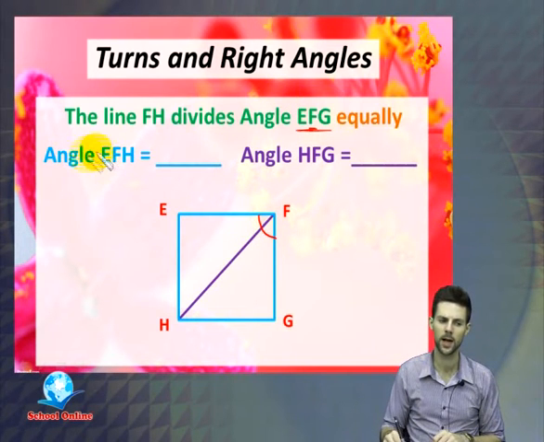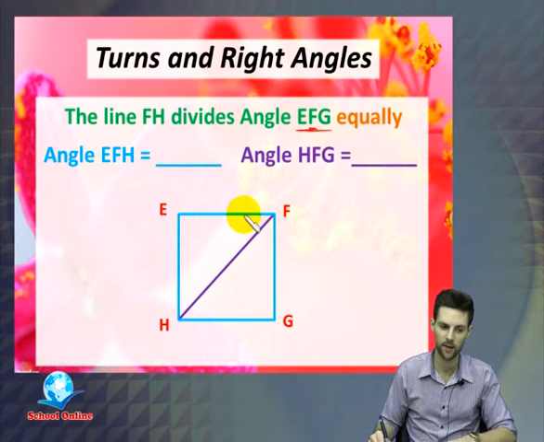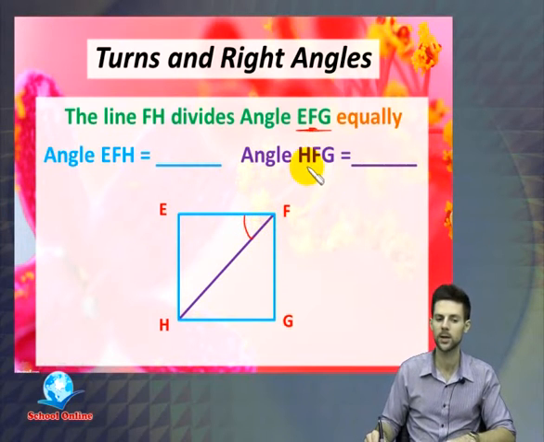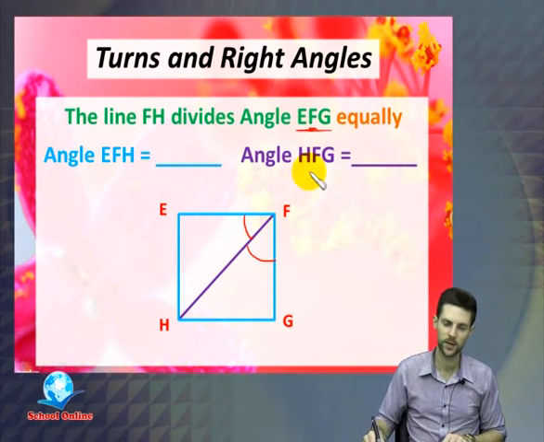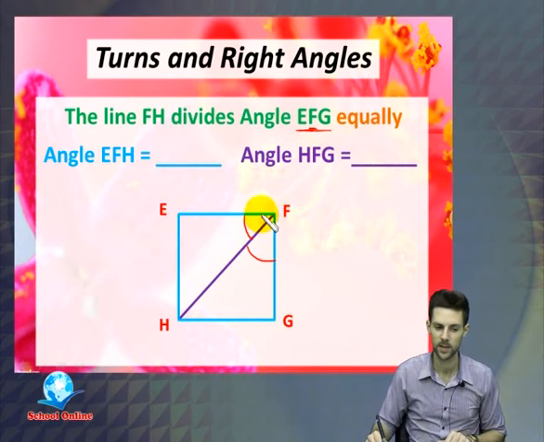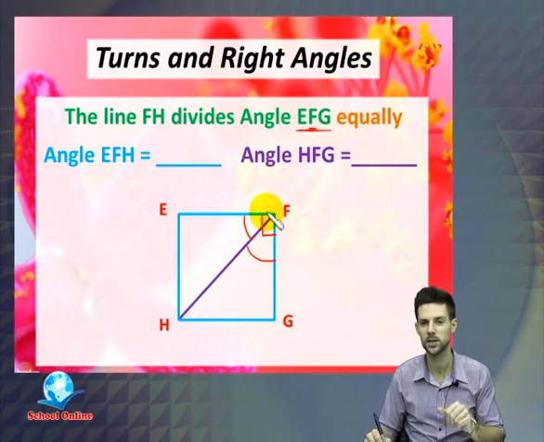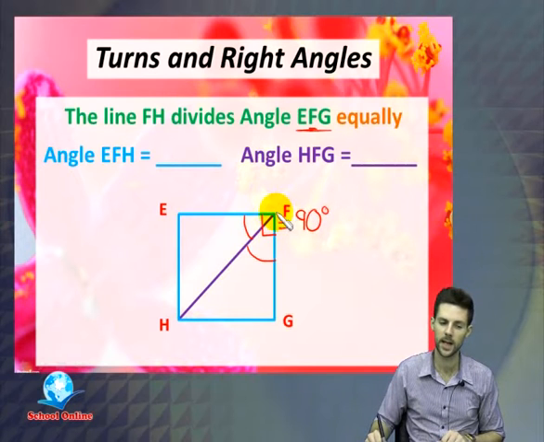So what will that be? What will angle EFH be? What is angle EFH? Here. And what is angle HFG? Here. So if the line splits it equally, we can work this out. What is this angle on the square? Remember we said there are 4 right angles inside the square. So this angle must equal 90 degrees. Now the line FH splits that angle equally. It divides it in 2.